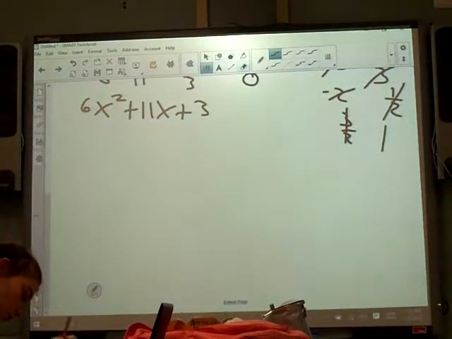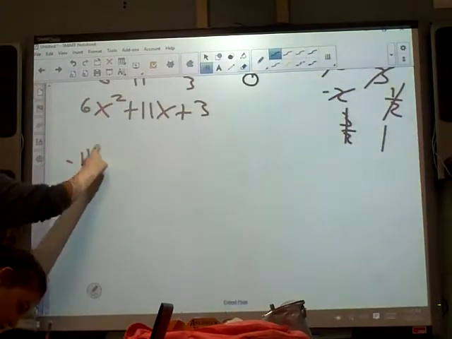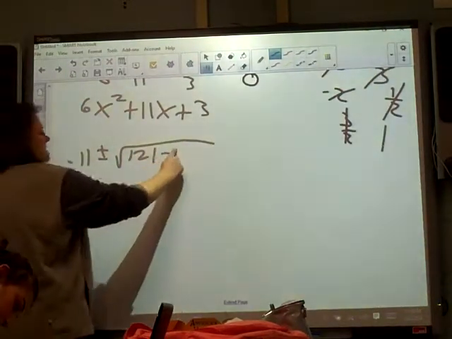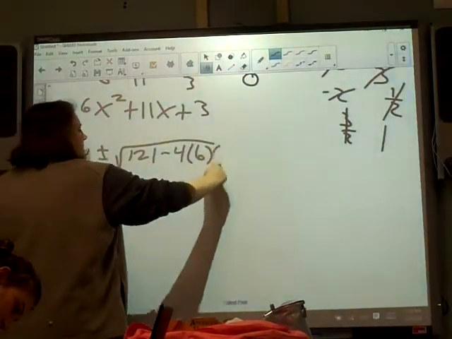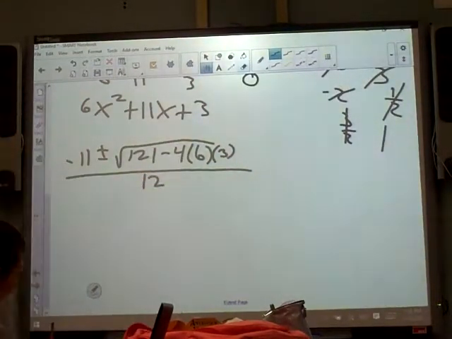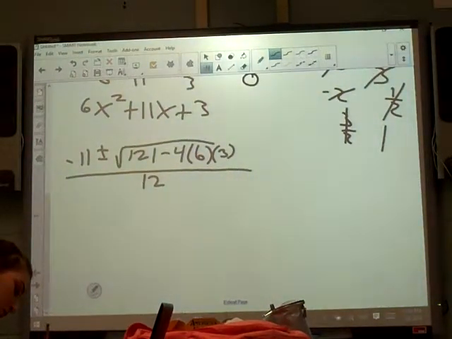X equals negative B plus or minus square root of B squared minus 4AC over 2A. Negative B plus or minus the square root of B squared minus 4AC all over 2A. 4 times 6 is 24 times 3 is 72. 121 minus 72, 49. Check my mental math, see if y'all get a 49 under the radical. I believe that's right.